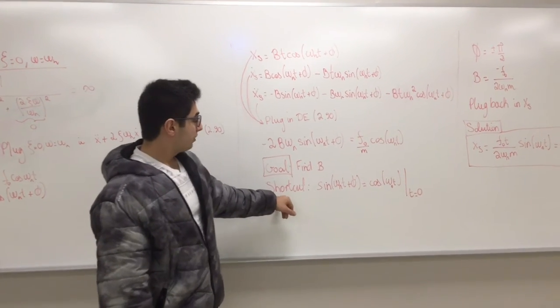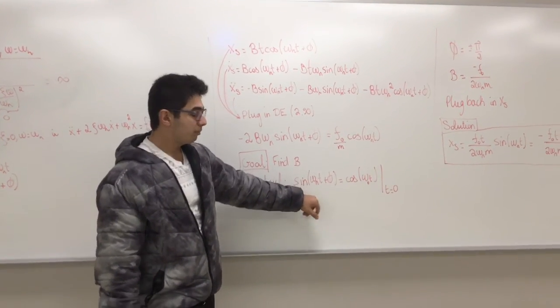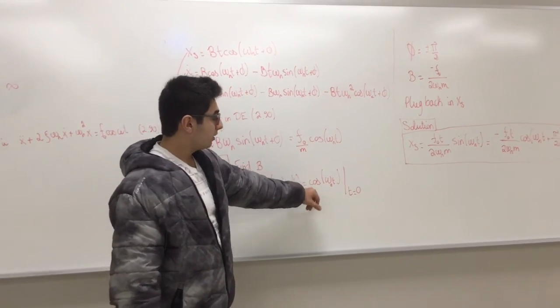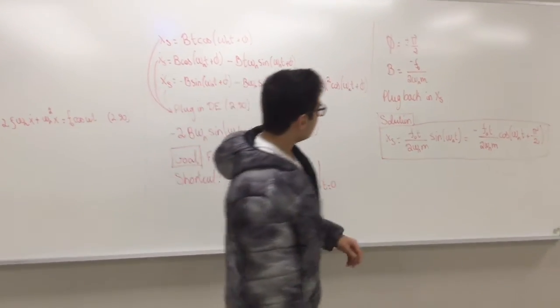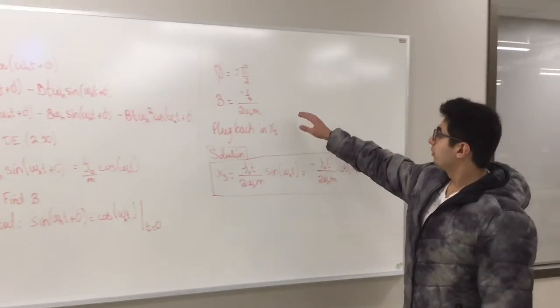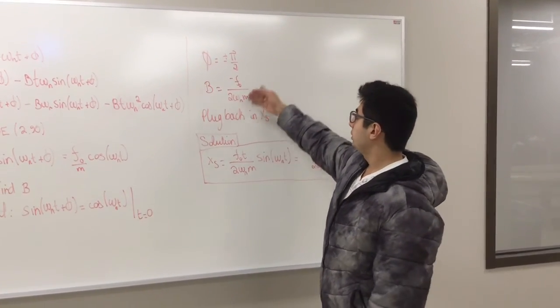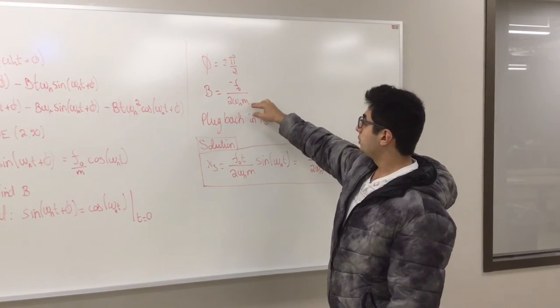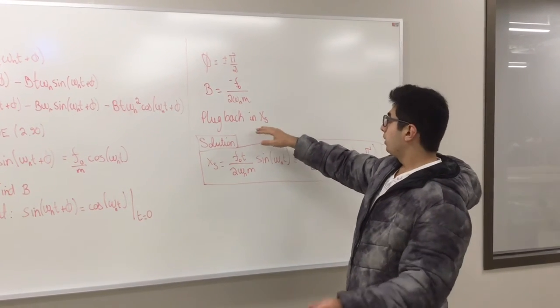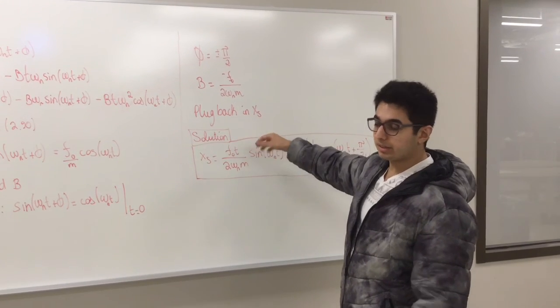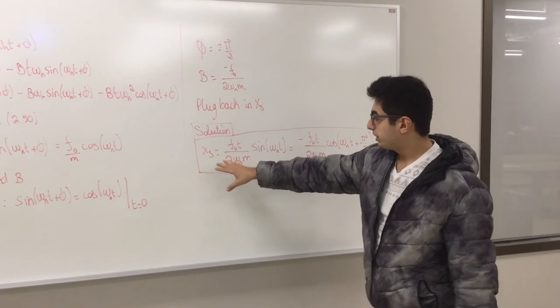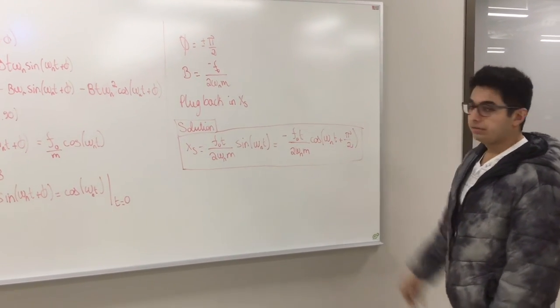And so the shortcut is to set sine of omega n t plus phi equals cosine of omega n t at t equals 0, which will give us a phase angle of pi over 2 and will allow us to solve for b, which equals negative f naught over 2 times omega times m, which you can plug back into the steady state solution and find the full steady state solution with this equation.